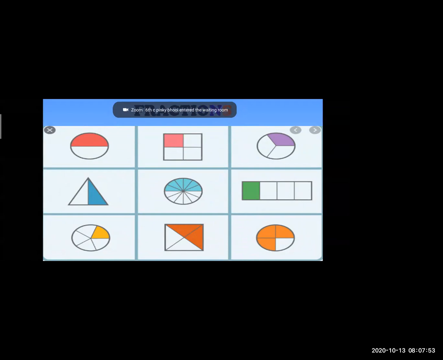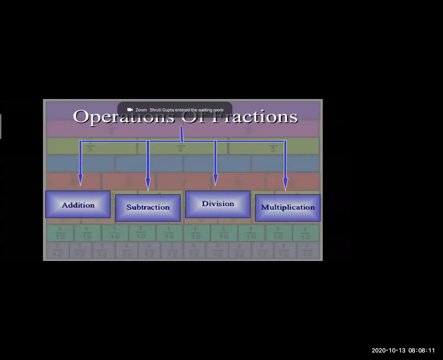So when we combine the first slide and second slide, we get operations on fractions. In the first slide we saw operations, and in the second slide we saw fractions. So today we are going to do operations on fractions. That means we are going to add, subtract, divide, and multiply the fractions. Because as you know, fractions are a combination of numerator and denominator. This is the name of our today's topic.